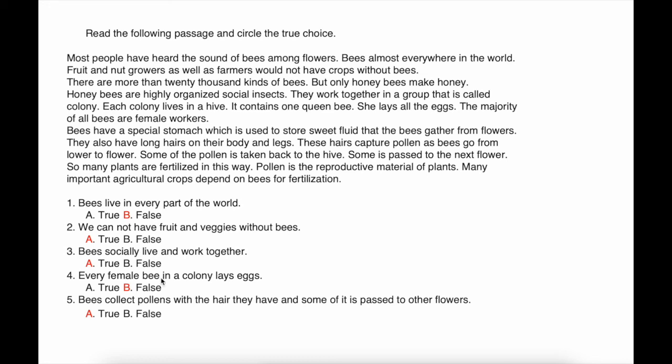Every female bee in a colony lays eggs. This is false. Only queen bee lays egg, kraliçe. Bees collect pollens with their hair they have, and some of the pollen is passed to other flowers. This is true.